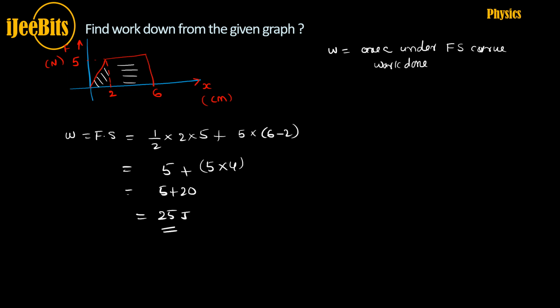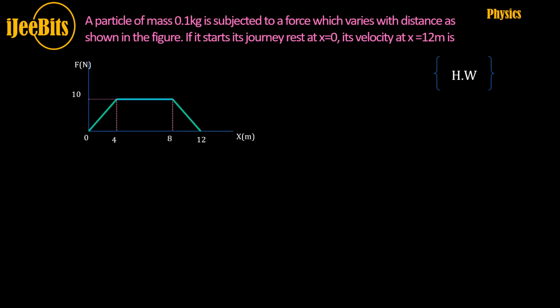But I have a small correction. Given that this is in meters, this value is correct. Otherwise, you have to convert centimeters to meters. So the area under the F-s curve would be your work done. That's the hint. Okay, this is the homework problem. You will try it out. If not, we will do this in the next class.